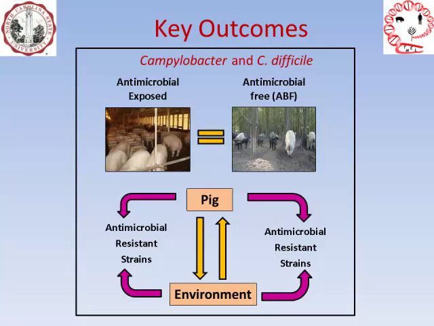So, we had the same kind of profile in Clostridium difficile. So what I think is going on is we have antimicrobial exposed, antimicrobial free, you have the pig, and the environment. There's a back and forth of antimicrobial resistant strains between the pig and the environment. And they are the same strains. The drug-resistant strains we found in commercial pigs were very similar to the drug-resistant strains that we found in antibiotic-free pigs. Okay, and I'm going to show you some phylogenetic data now as to what I indicate by that.